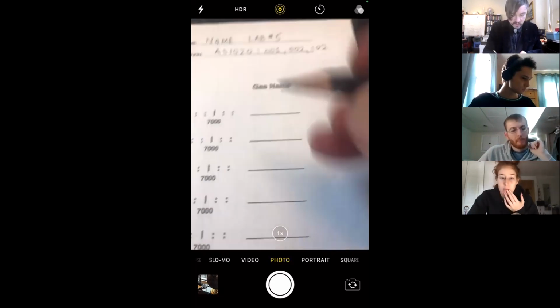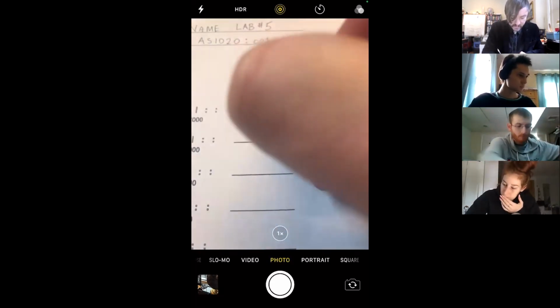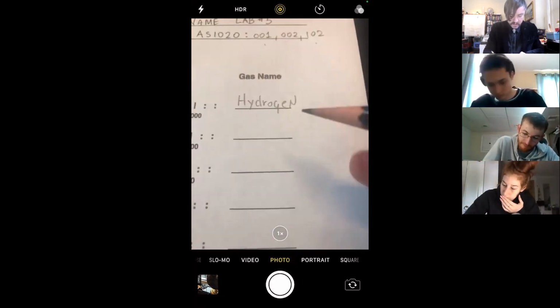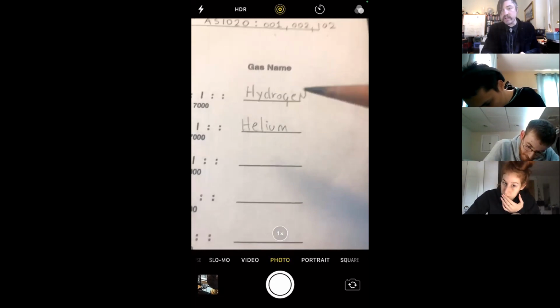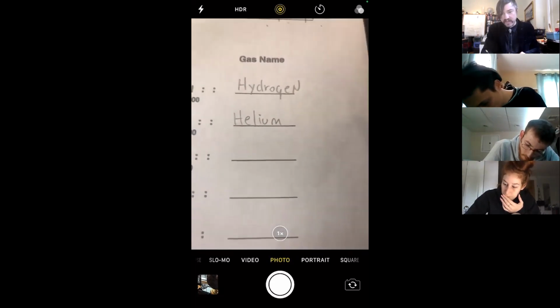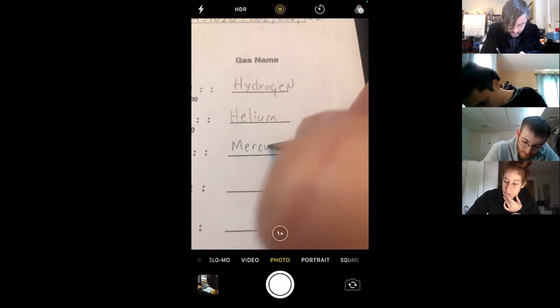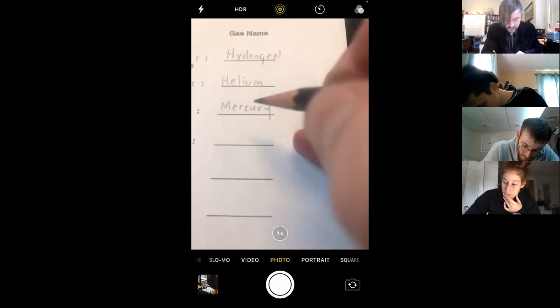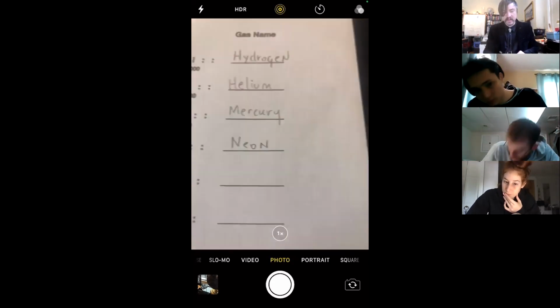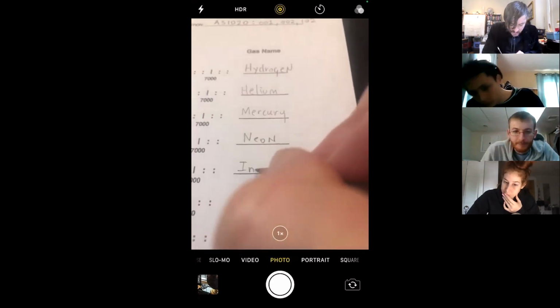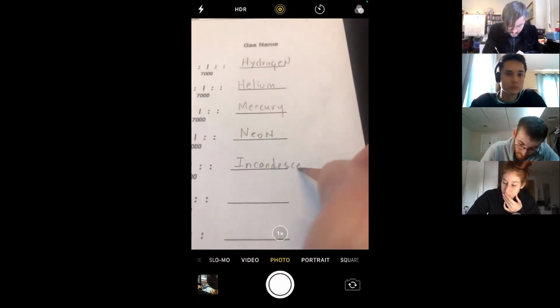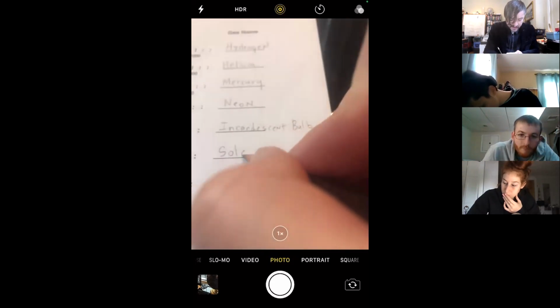Okay, we're going to analyze a few particular gases. I'm going to try to hold this steady. So under gas name, our first gas will be hydrogen. Our second gas will be helium. I don't know if we're going to do all of these, but I'm going to write down an ambitious number, but we might do a smaller number because it takes a while just to pull this off. It depends how quickly I can look at them. Mercury, neon. I'd like to do neon. And then I'd like to do an incandescent bulb. That's a bulb with a filament. I'd also like to try to do the solar spectrum.